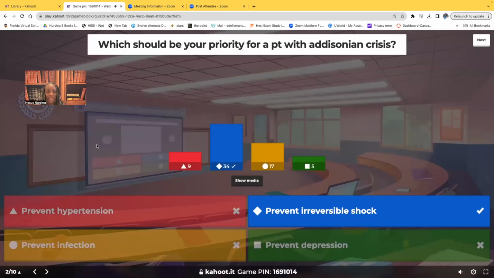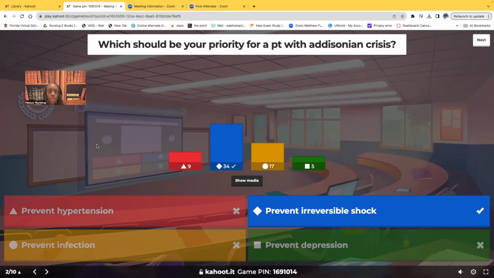Very good. Most of you guys chose the correct answer, to prevent irreversible shock. Again, think about the pathophysiology. Patient with Addison's disease, you need to add salt, add sex, add sugar, because they don't have enough of it. So think about it. That patient with Addison's disease, they don't have enough salt, which means they don't have enough fluid, which means the blood pressure is going to be what?